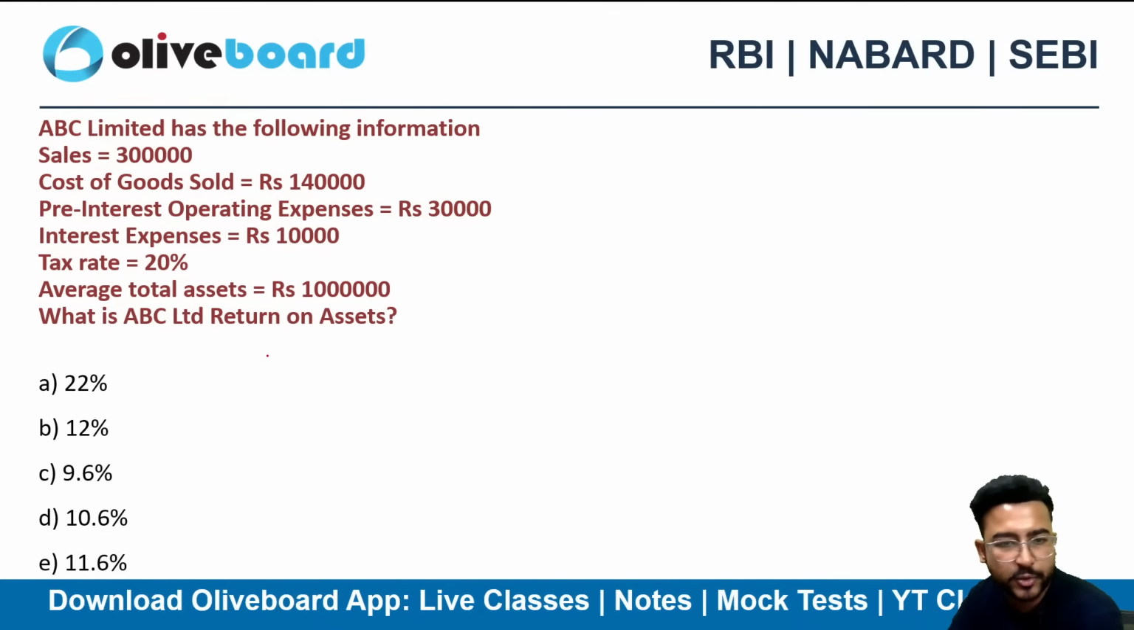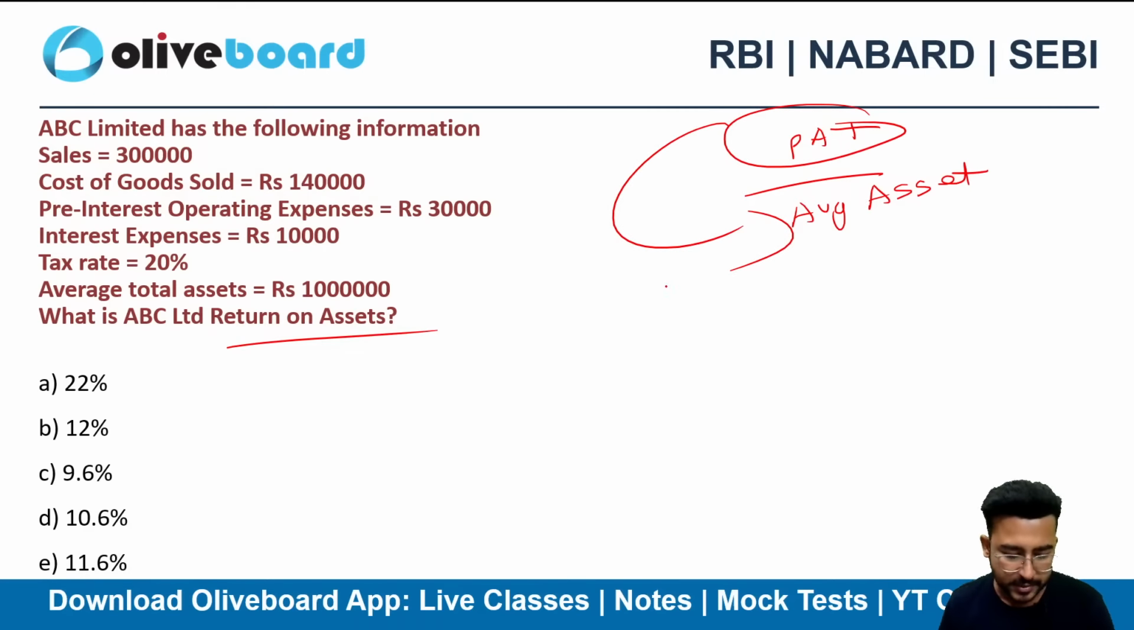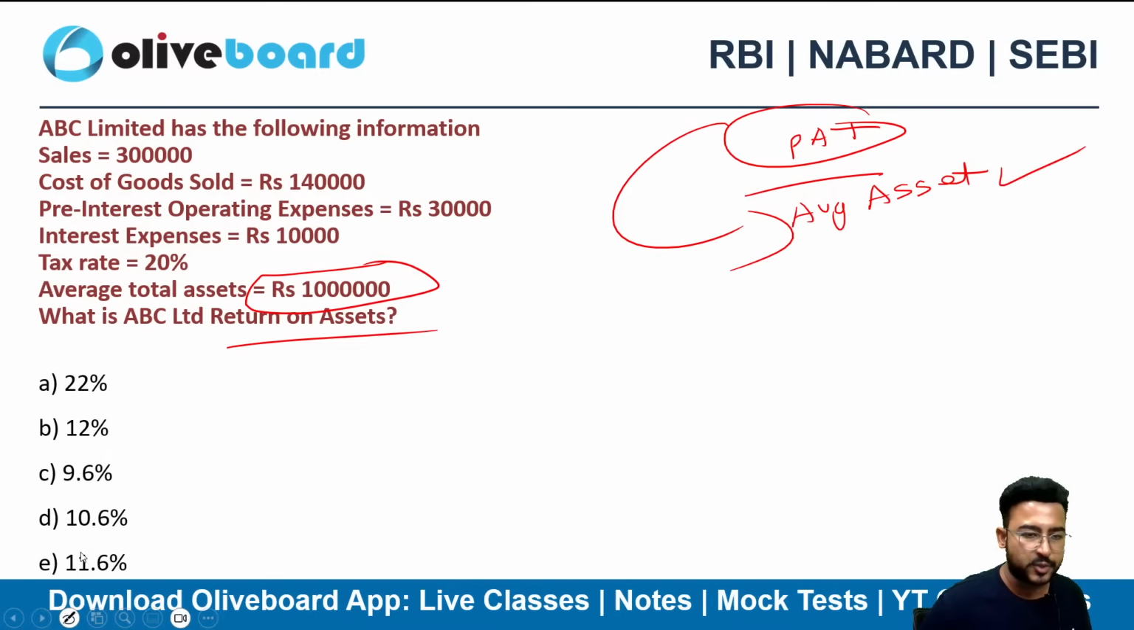Next one is related to the return on asset. Can you guys calculate it? Return on asset. Profit after tax divided by the average assets is the formula. How much return I am able to generate by using these assets? So average assets they have clearly given me 10 lakh rupees. So one aspect is sorted. Denominator is sorted.